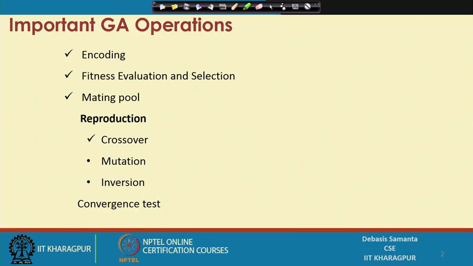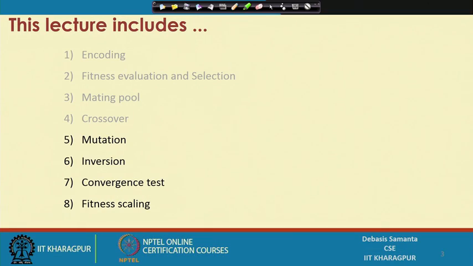We are discussing operations related to genetic algorithm. Today we will discuss a few more operations related to the reproduction task. The operations are mutation and inversion. Like the crossover operations that we have discussed, they depend on the different types of encoding scheme.